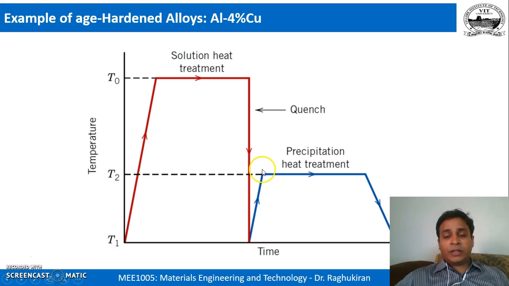You have to heat it again to a lower temperature, not as high as the solutionizing temperature, but some elevated temperature, so that precipitation can happen very fast here, and you stop it precisely at a point where you have sufficient size of the precipitate and cool it down. That is what we do. Now, if you see the strength of this material at this point, it is appreciably increased, to a large extent.